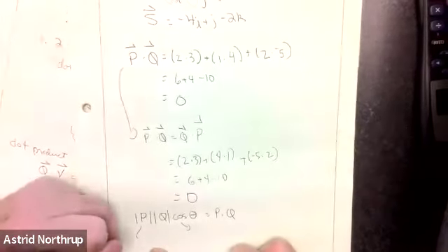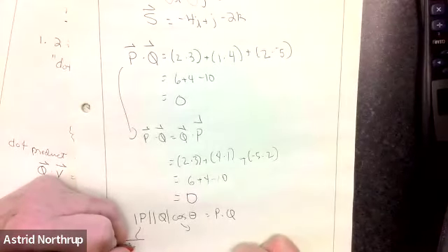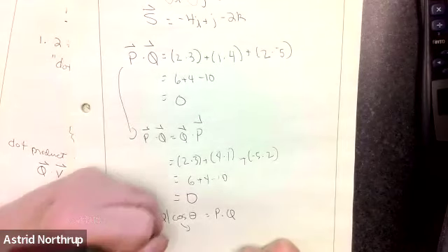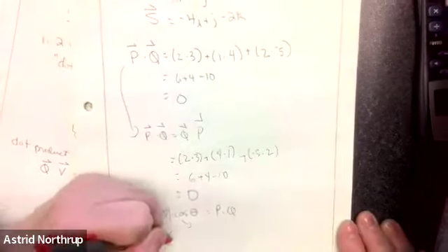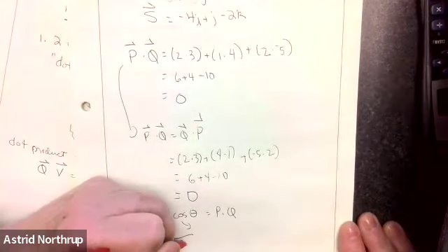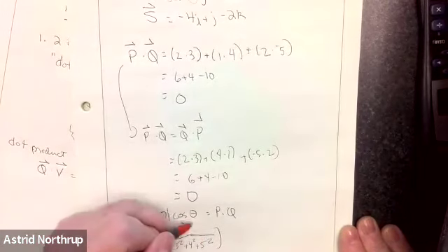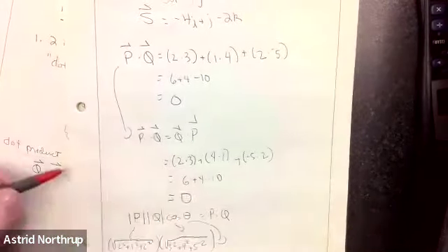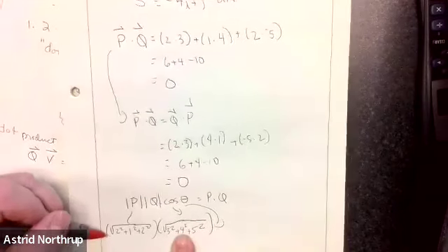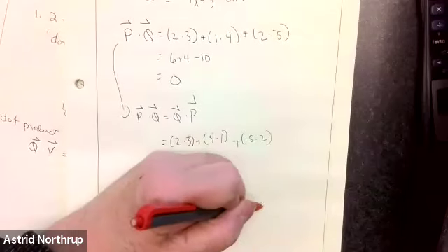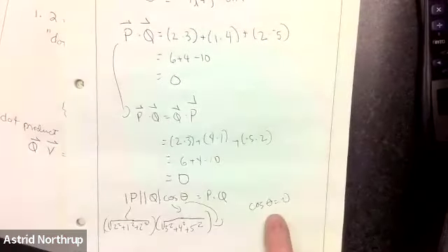So the magnitude of P here would be the square root of 2 squared plus 1 squared plus 2 squared. And the magnitude of Q would be the square root of 3 squared plus 4 squared plus negative 5 squared, which is the same as 5 squared. But then in order for this to be 0, both of these numbers are non-zero. So that means that the cosine of theta must be equal to 0.